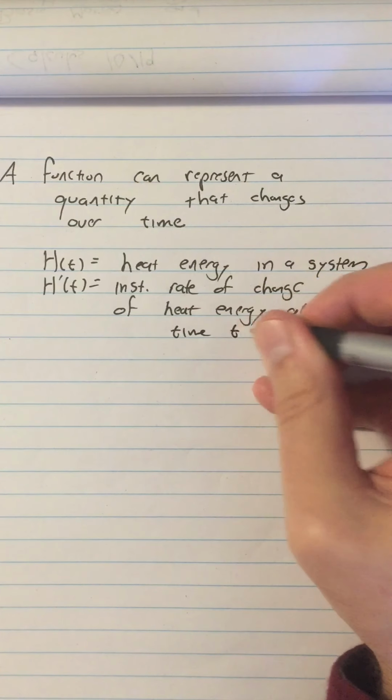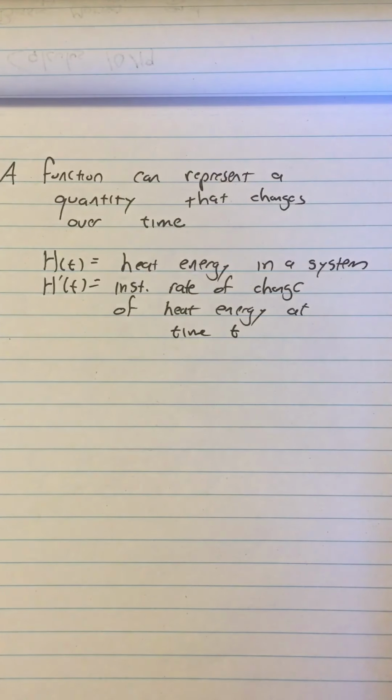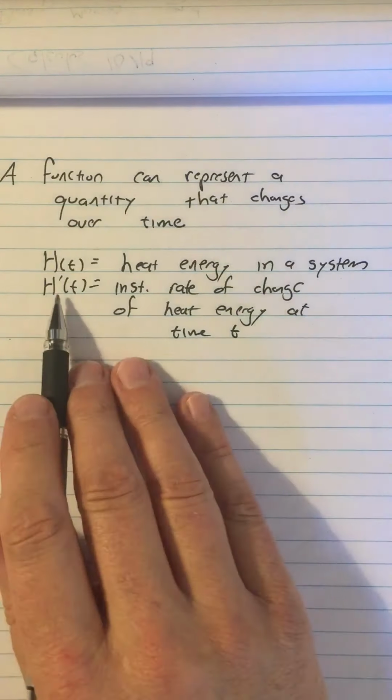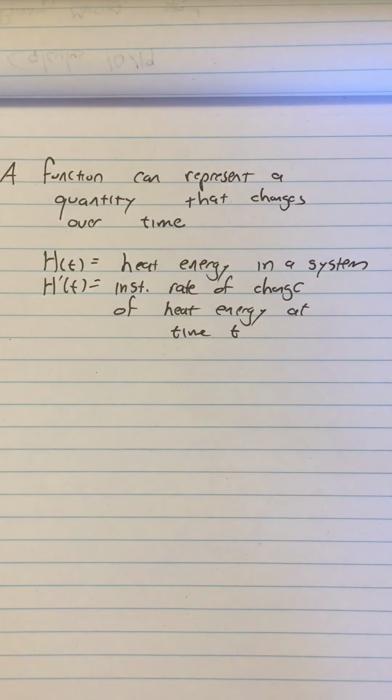So for example, just to take a really crucial life and death example, say h of t is the total heat energy of Earth's atmosphere, which we're all concerned about. So h prime is how fast that heat energy is changing. h of t tells us how much heat energy there is. h prime tells us how fast that energy is changing at any given moment.